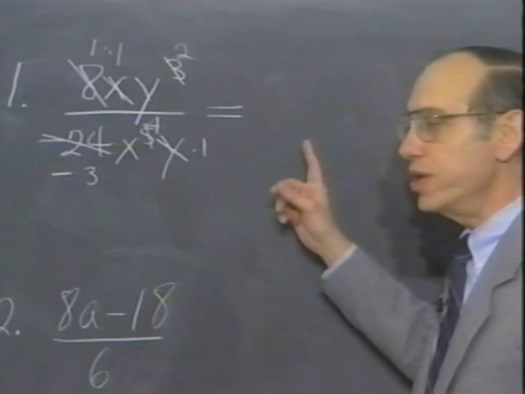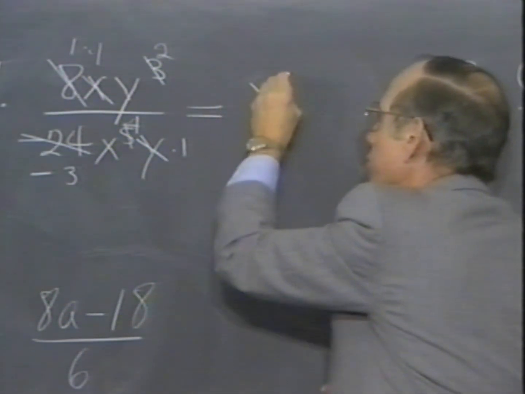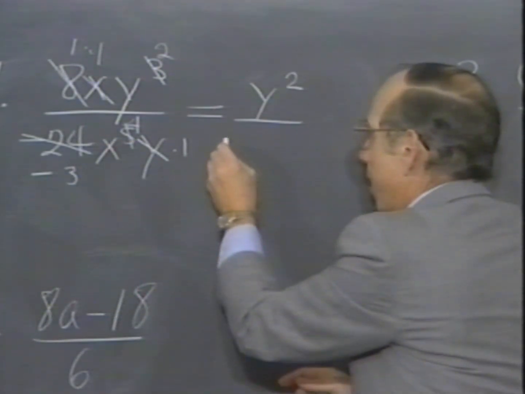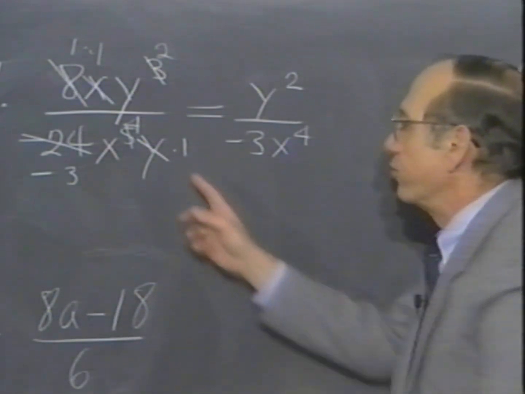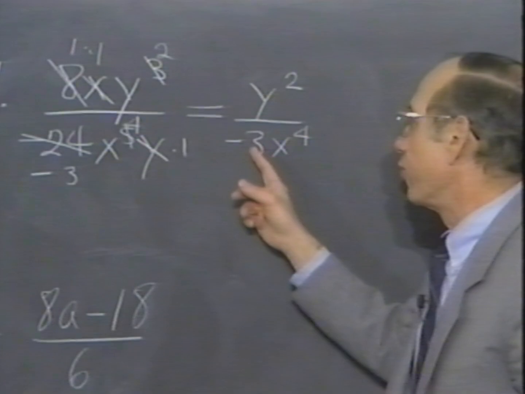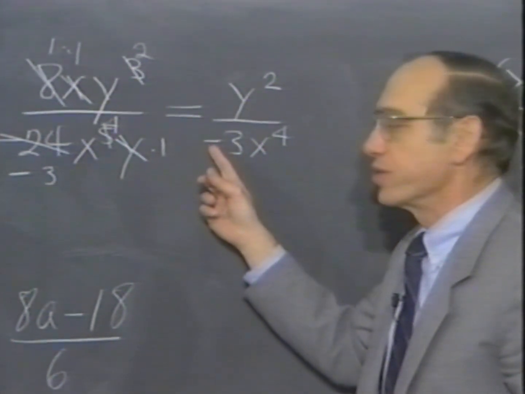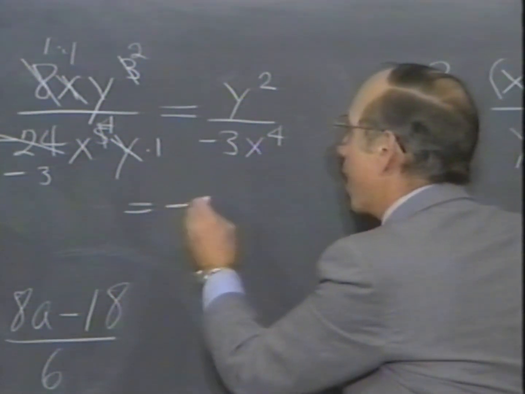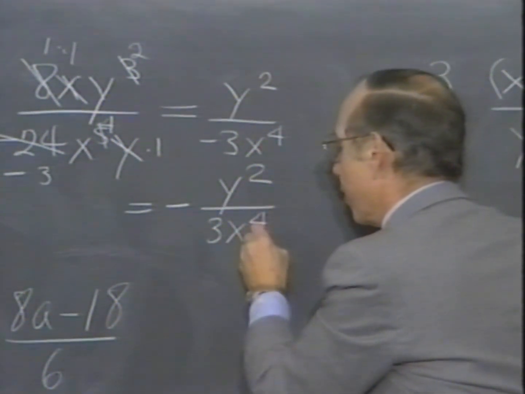Now, that doesn't look too neat, so let's recopy it. We have a 1 times a 1 times a y to the 2nd power. So the numerator is simply y to the 2nd power. In the denominator, we have the factor minus 3, x to the 4th. And of course, we did divide out that one factor of y. There's only a 1 left, so we don't bother to write it. Y squared divided by minus 3x to the 4th. Now, it is traditional not to leave fractions with a negative sign like this in the denominator, so we'll rewrite it as simply minus the fraction y squared over 3x to the 4th.